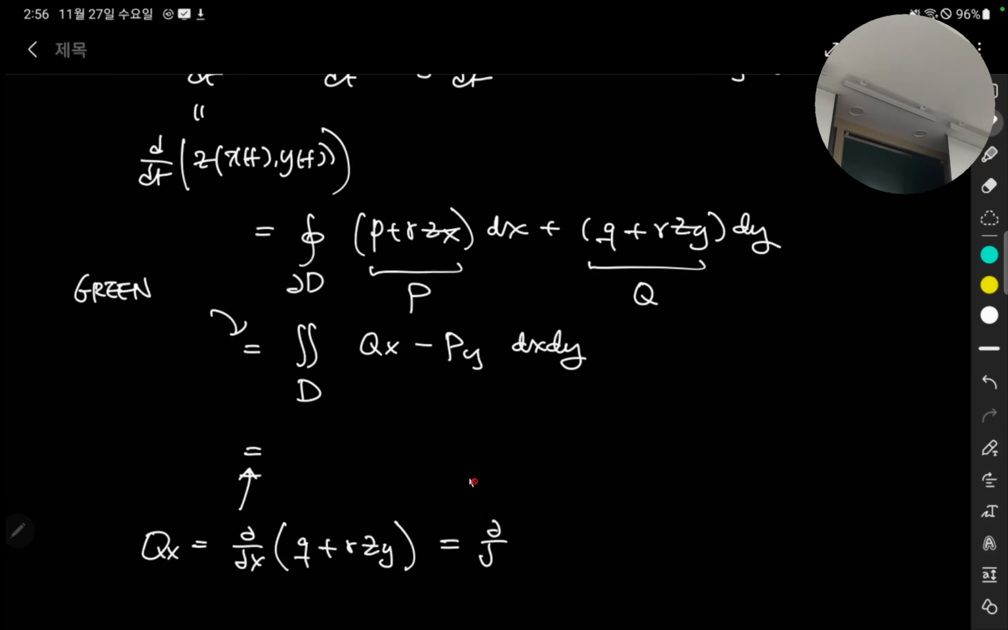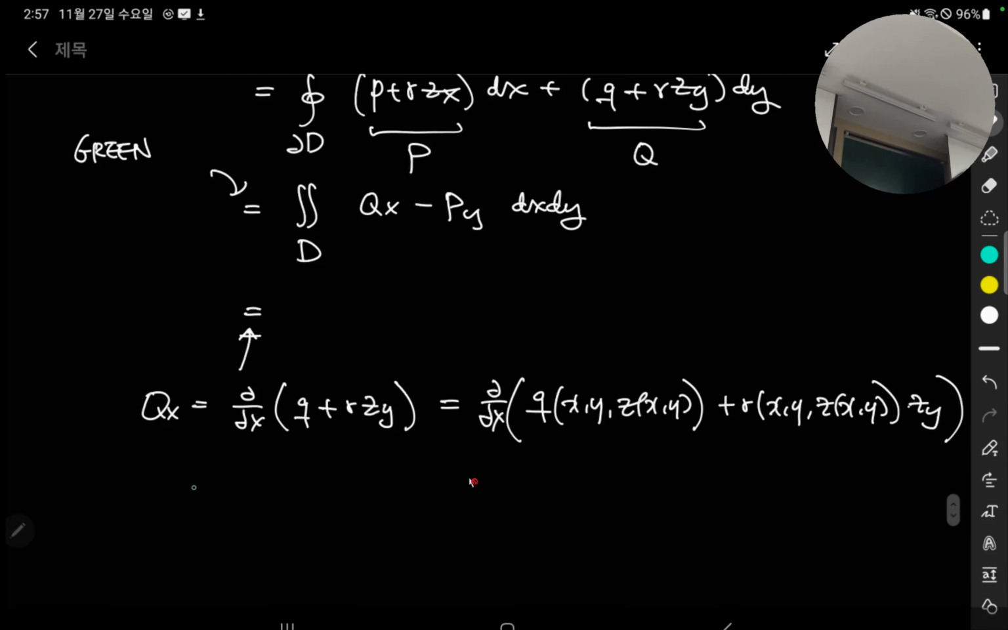So what we are taking the partial differential of is Q(x, y, z(x,y)) plus R(x, y, z(x,y)) times z_y. So how do you take the partial differential of this type of function? It's not just Q_x. You have to think about the partial differential of z times z_x. It's the chain rule again. So you can imagine this is happening here.